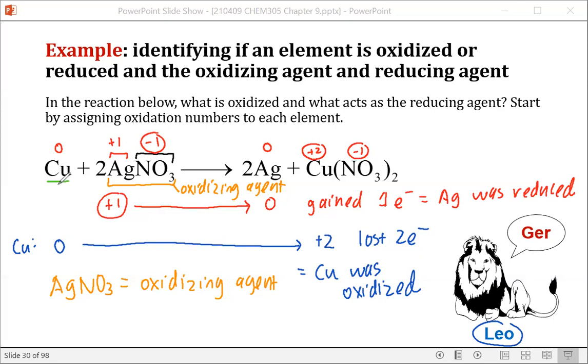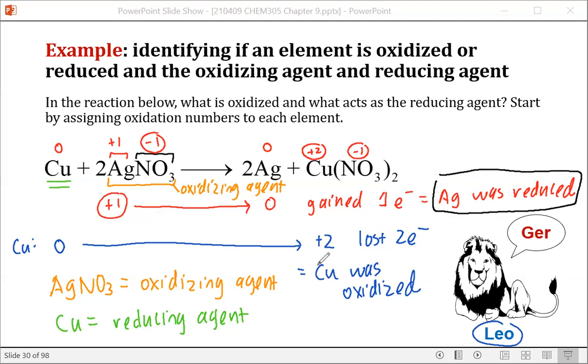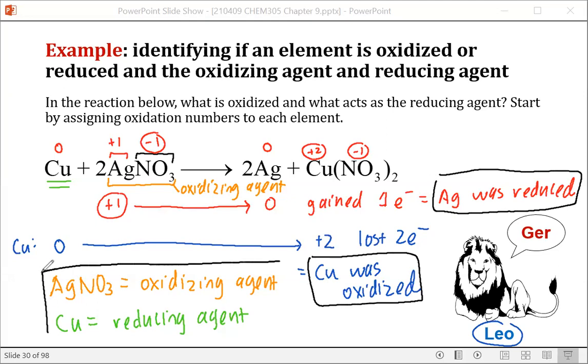And now if we look at copper, it's just by itself. If it was part of a compound, it would be the entire compound. But since it's not, we just have copper equals the reducing agent. It contains the element that was oxidized. Therefore, it facilitated the reduction of silver, so it was the reducing agent. So we have our 4 parts of our answer here. Let me box them up. Silver was reduced. Copper was oxidized. Silver nitrate is the oxidizing agent, and copper is the reducing agent.